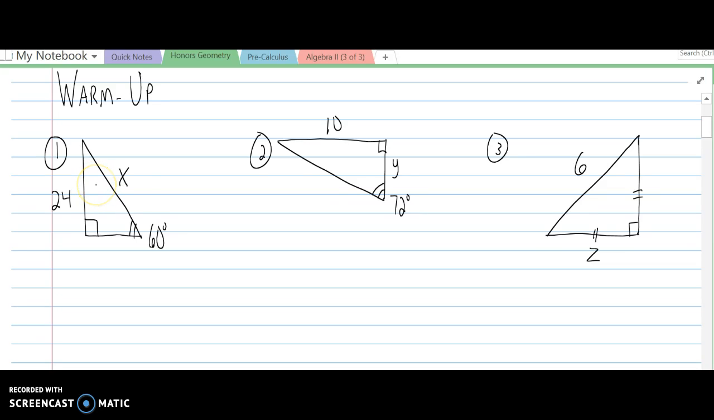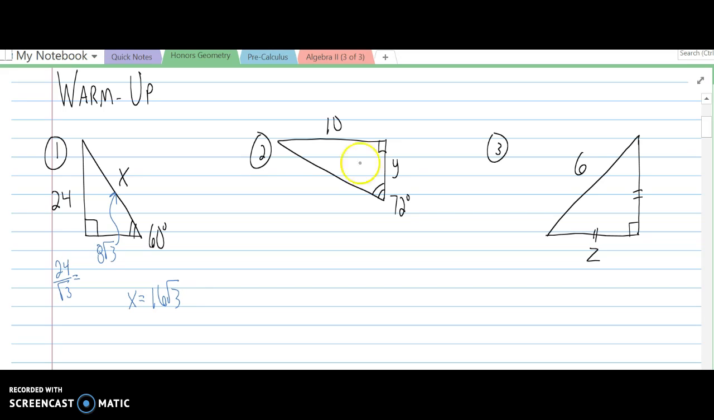Since we have a 30, 60, 90 triangle, I see that 24 is the long leg. If we divide that by root 3, we can get to the short leg. 24 divided by root 3, when you rationalize it, comes out to 8 root 3. Then to go from the short leg over to the hypotenuse, we would multiply that by 2. So x would be equal to 16 root 3.